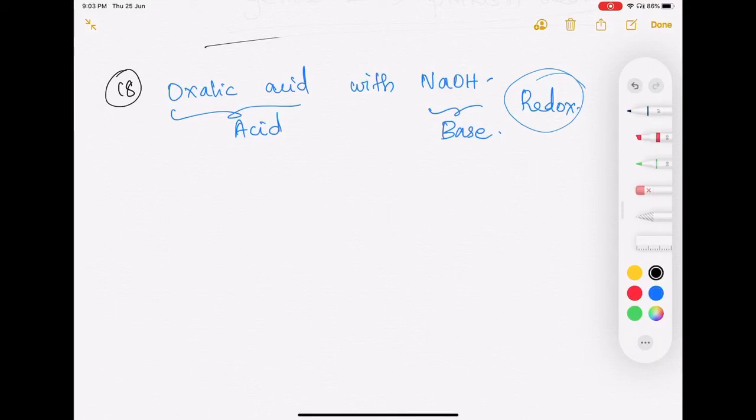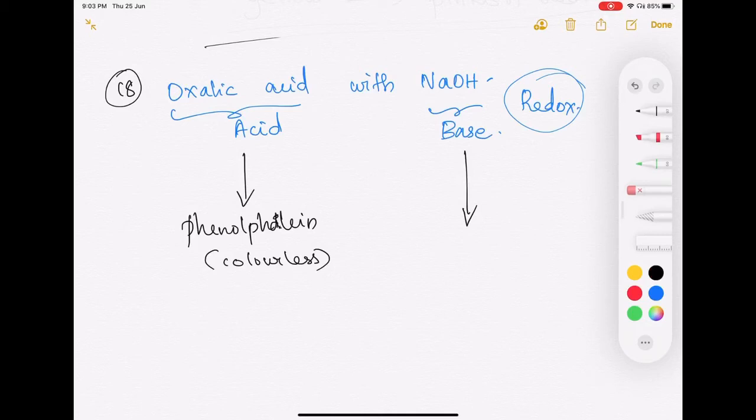Oxalic acid in acidic medium, phenolphthalein we are using. Phenolphthalein is the indicator which shows colorless in acidic medium, and when the reaction is complete, then small amount of NaOH, when it becomes excess, it changes its color into permanent pale pink color. So I hope you understood. Writing short form, permanent pale pink color is obtained.